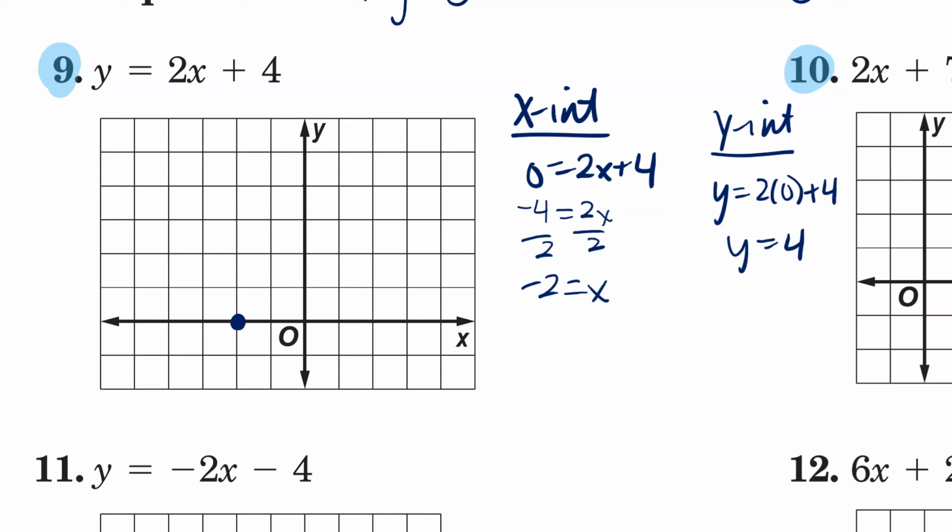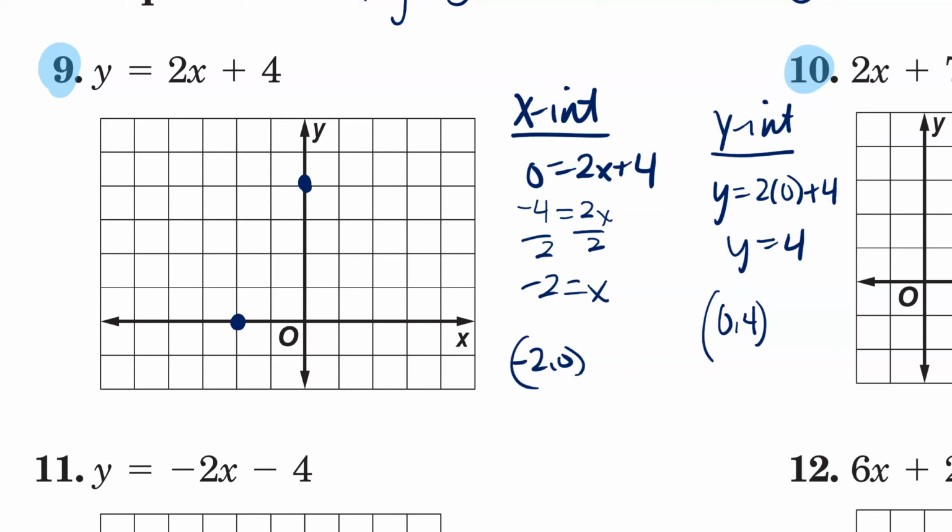So 0 comma 4 is your y-intercept. We found our x-intercept is at negative 2 comma 0, and our y-intercept is 0 comma 4. So to find the y-intercept, you plug in x equals 0. This is a common thing you have to know for both chapter 4 and chapter 2.